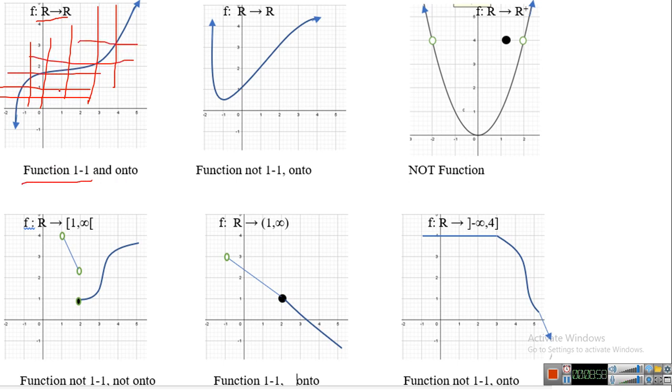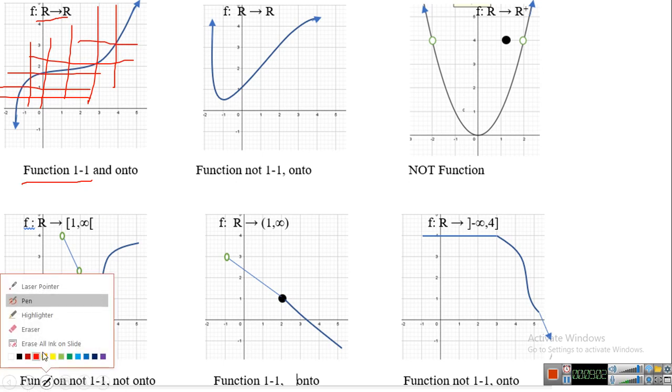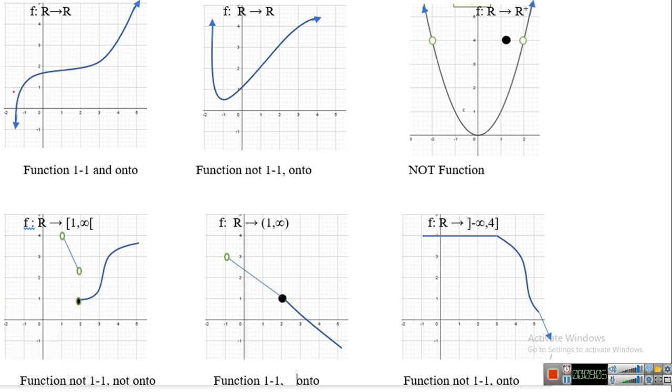Onto: if you draw a horizontal line, you cannot have a void. Minimum you must have one point. Minimum for onto, one point. So it's one-to-one and onto. Here it's a function, as you can see.